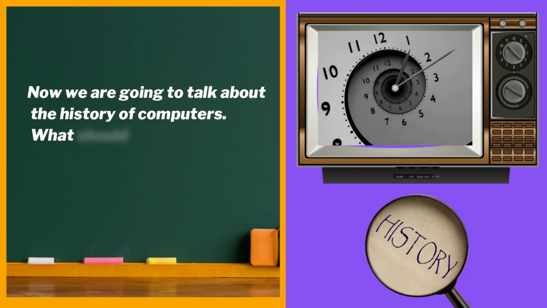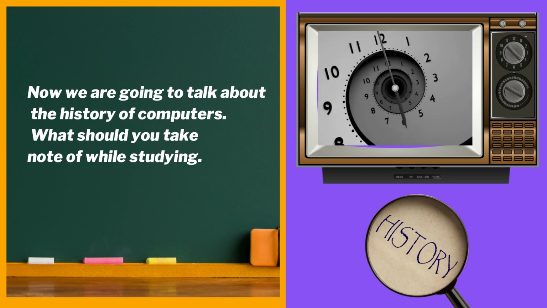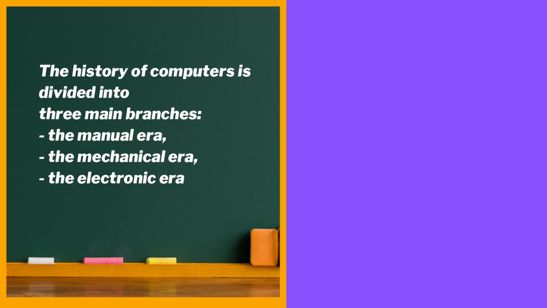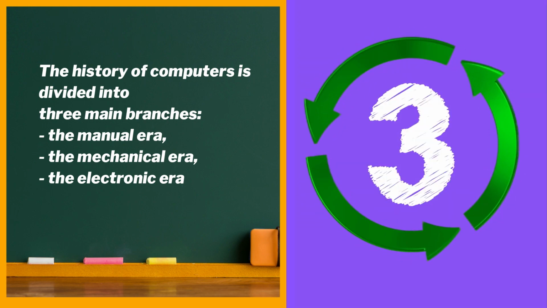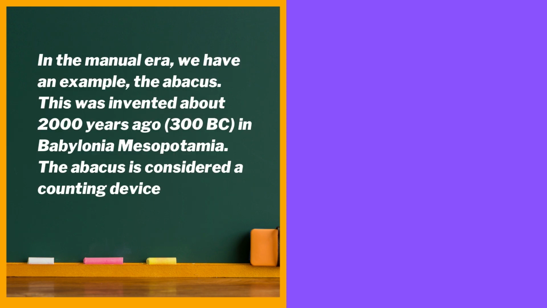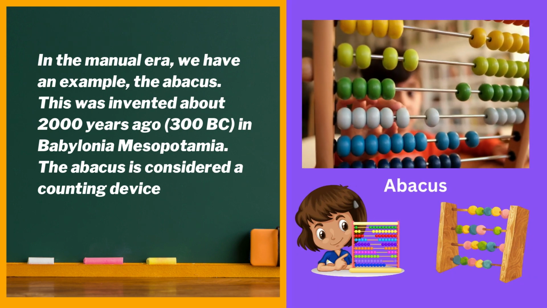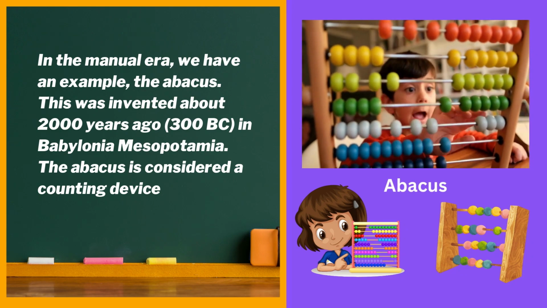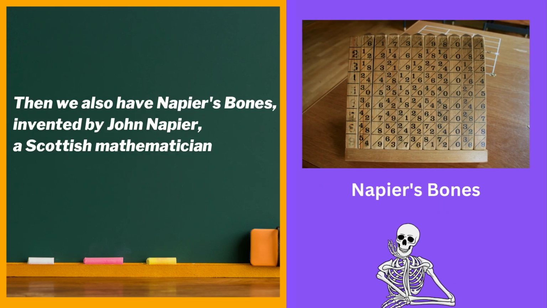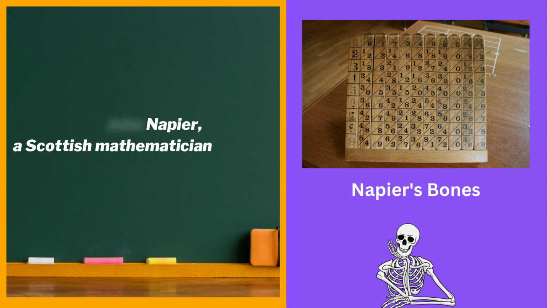Now we are going to talk about the history of computers. What should you take note of while studying the history of computers? The history of computers is divided into three main branches: the manual era, the mechanical era, and the electronic era. In the manual era, we have an example, the abacus. This was invented about 2000 years ago, 300 BC in Babylonia, Mesopotamia. The abacus is considered a counting device. Then we also have Napier's bones, invented by John Napier, a Scottish mathematician.